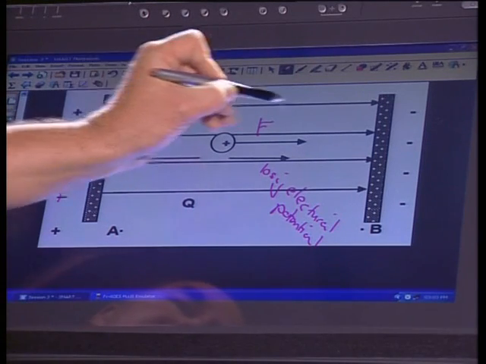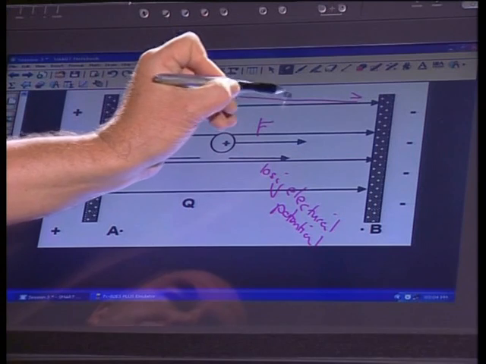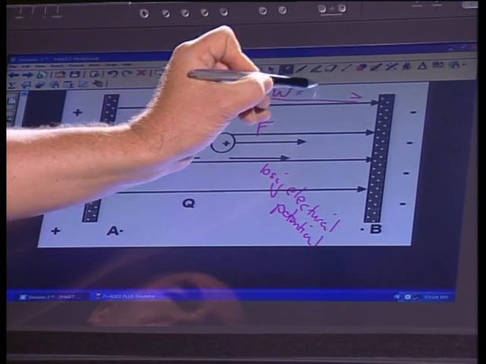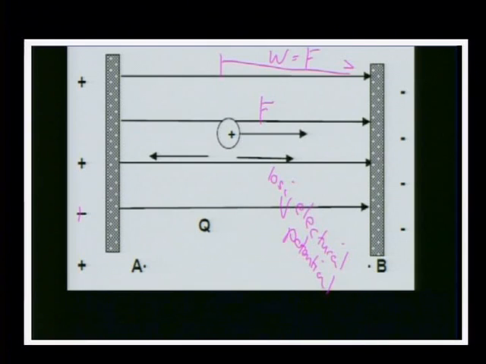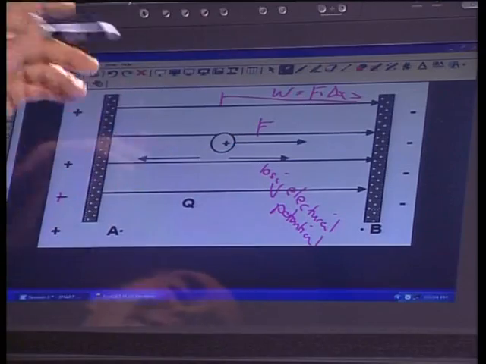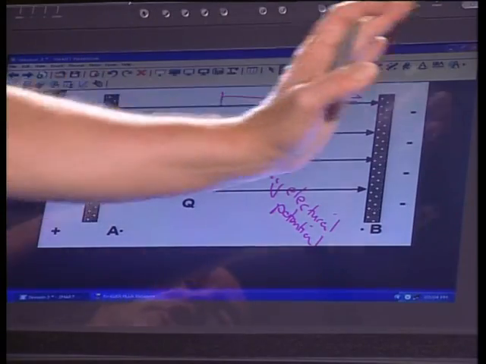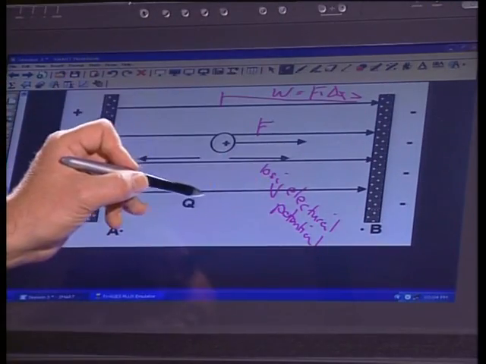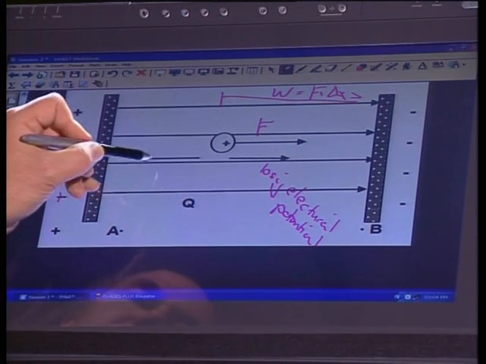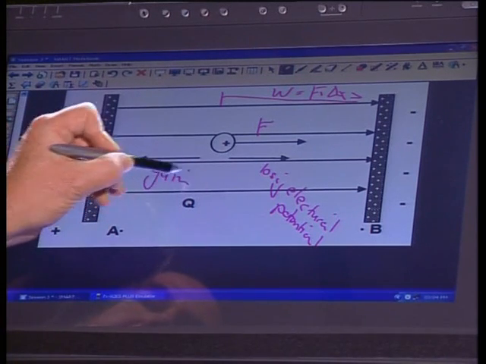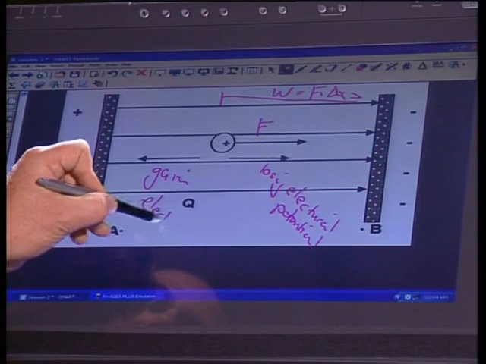Remember what work is? It's the force times the change in position. So if it moves from there to there, the field is doing work on the charge and it's losing electrical potential. When it does it against the charge, here it would be gaining electrical potential.